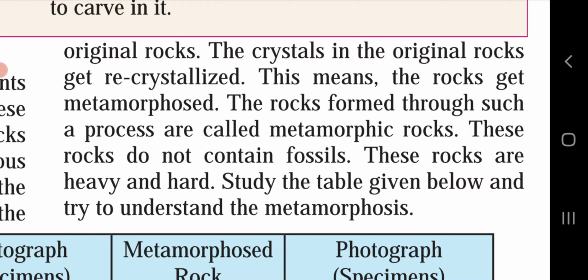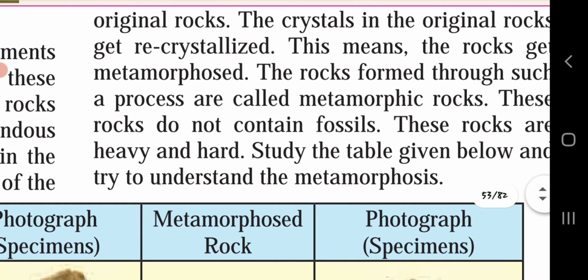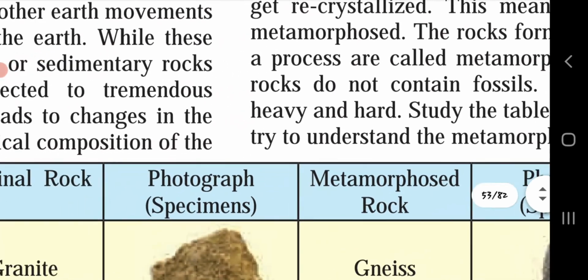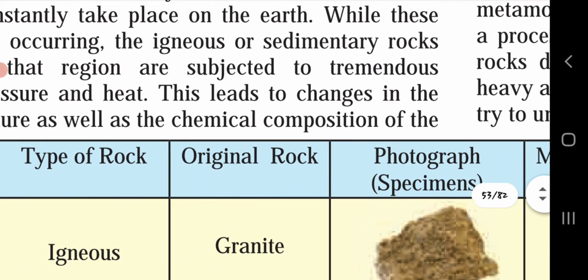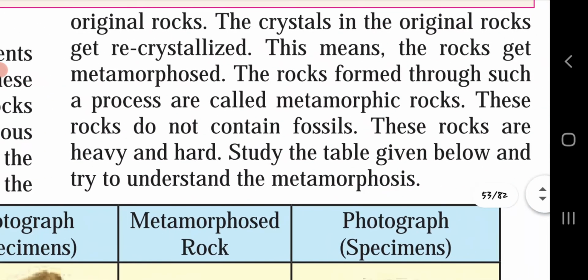These rocks do not contain fossils. These rocks are heavy and hard. Study the table given below and try to understand the metamorphosis. So here, the crystals in the original rock get recrystallized. This means that the rock gets metamorphosed. This process involves chemical reactions. It takes place in the rock, which leads to the metamorphosed rocks.